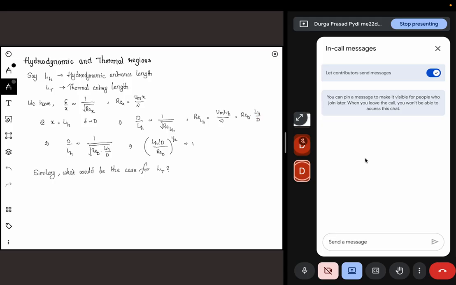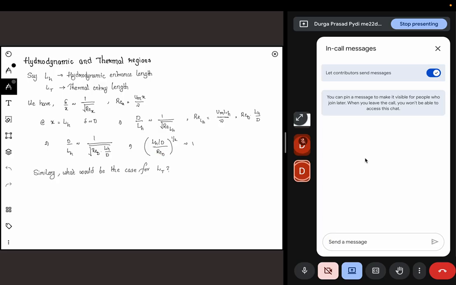If I just do a little rearrangement here, Re_L_H can be written as u_m times L_H by nu. So I just multiply and divide with d. So this will be Re_d times L_H by d. If I do a rearrangement, this is what I'm getting. What this means is L_H by d is, as I said, the entrance length with respect to the separation between the plates. This tells me the separation between the plates, and this tells me the length of the plate. So this ratio will scale with the Reynolds number.